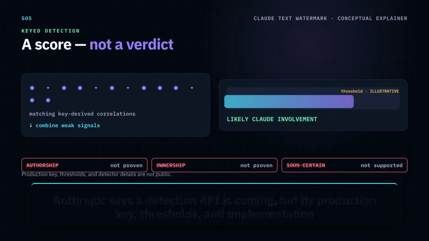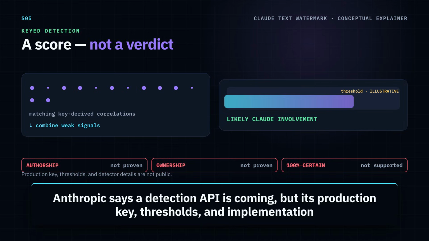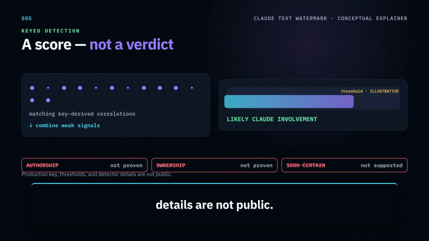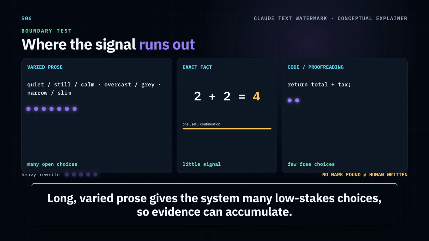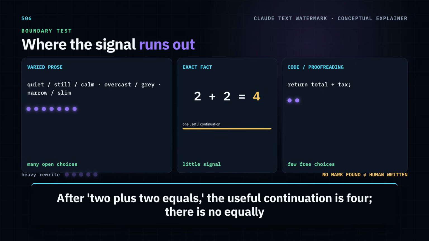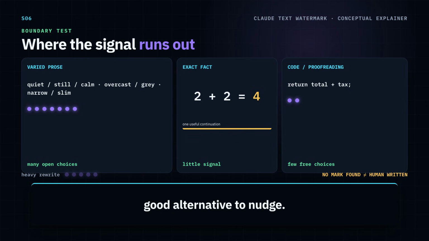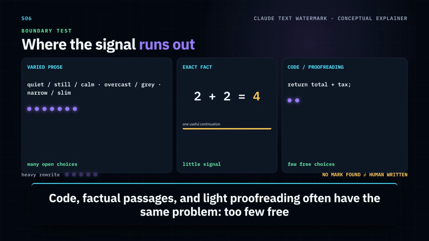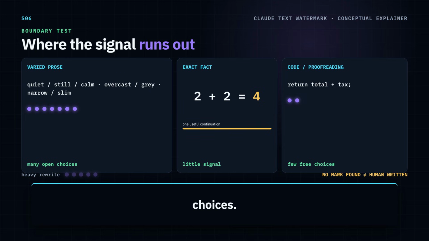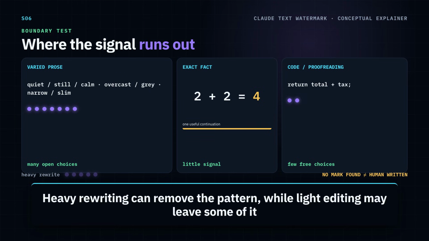Now test the boundary. Long, varied prose gives the system many low-stakes choices, so evidence can accumulate. After "2 + 2 =", the useful continuation is 4; there is no equally good alternative to nudge. Code, factual passages, and light proofreading often have the same problem: too few free choices. Heavy rewriting can remove the pattern, while light editing may leave some of it intact. So, no mark detected does not mean human written.